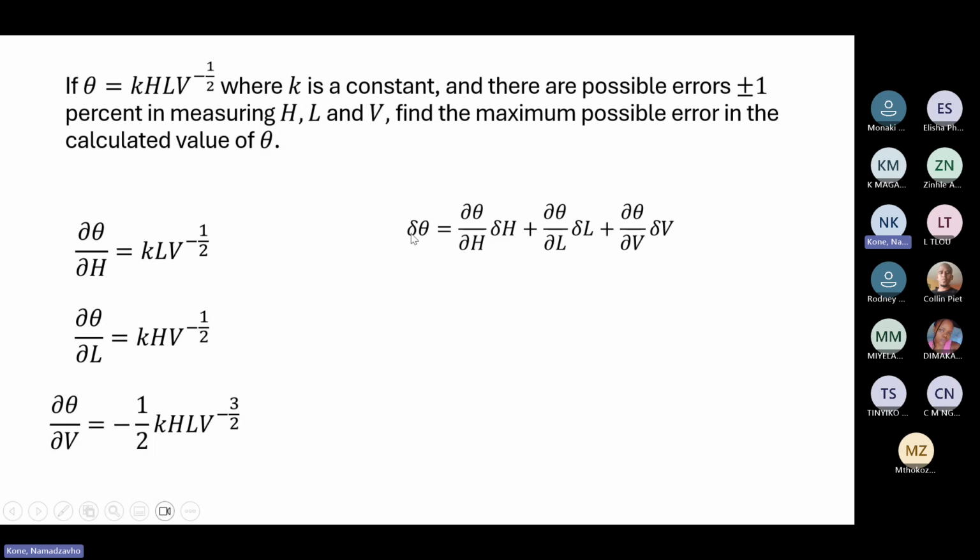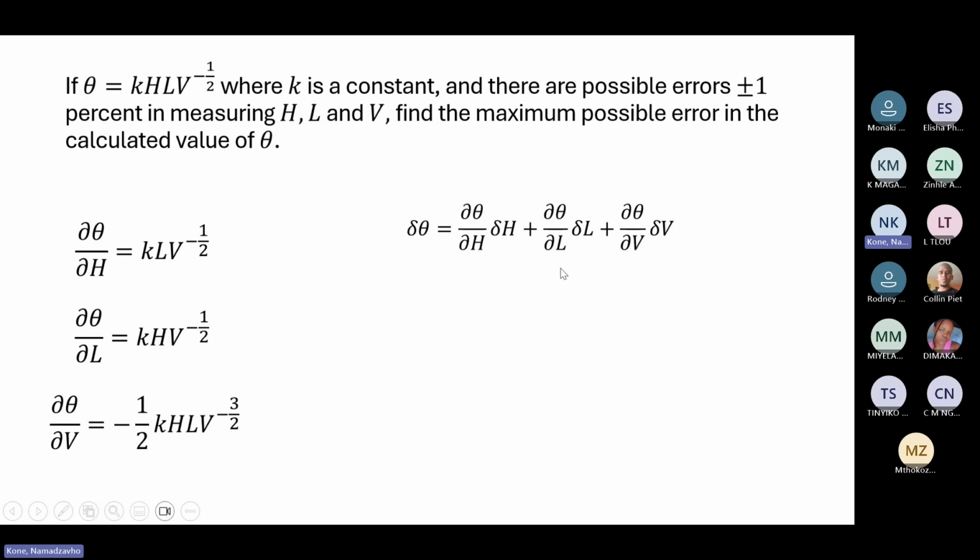So the change in theta, for which we use this sign, is called delta. So delta theta, which means change in theta, will be determined by a small change in h, which is determined by the partial derivative of h multiplied by the change in h itself. The same applies to the partial derivative of L with the change in L itself, and the partial derivative with respect to V multiplied by the change in V itself.